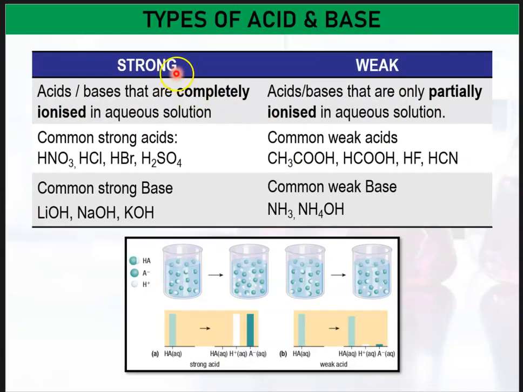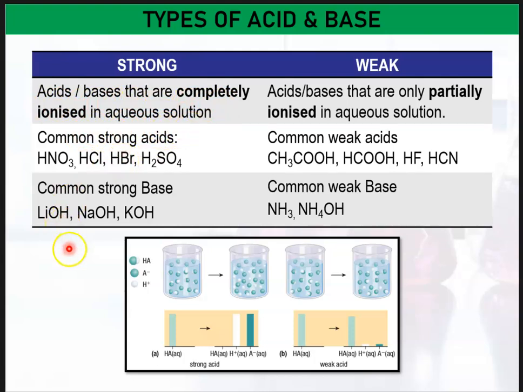Okay, so that is the definition of acid and base according to three chemists, scientists. Now we look at the types of acid and base. We have strong acid and weak acid. So what is a strong acid? Strong acid and base are acid and base that are completely ionized in aqueous solution.